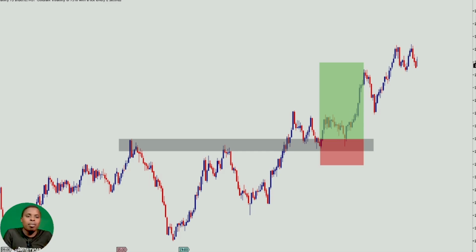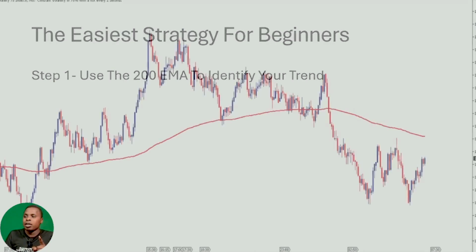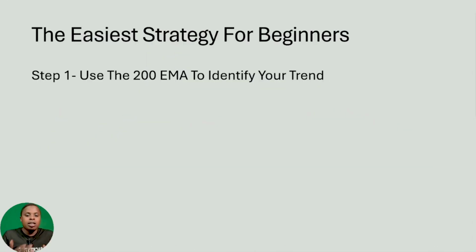So now let's talk about the strategy, right? And I would say this is the easiest strategy for beginners if you are trading the 75 index. Okay, I'm going to explain the strategy step by step. Step number 1 in the strategy is use the 200 EMA to identify the trend. As simple as that, right?